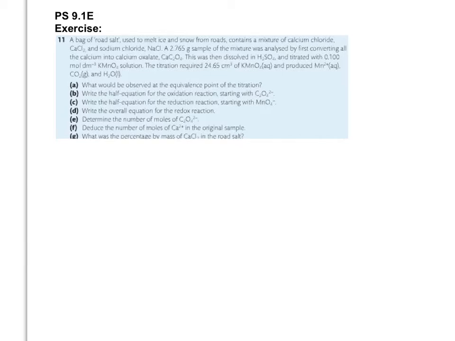So, number 11 says, a bag of road salt used to melt ice and snow from roads contains a mixture of calcium chloride and sodium chloride. A 2.765 gram sample of the mixture was analyzed by first converting all the calcium into calcium oxalate. So it was CaCl2, and they converted it to CaC2O4. But you can see it's just still one calcium ion in either compound. This 2.765 eventually will need, but remember that's both compounds, the sodium and the calcium salts.